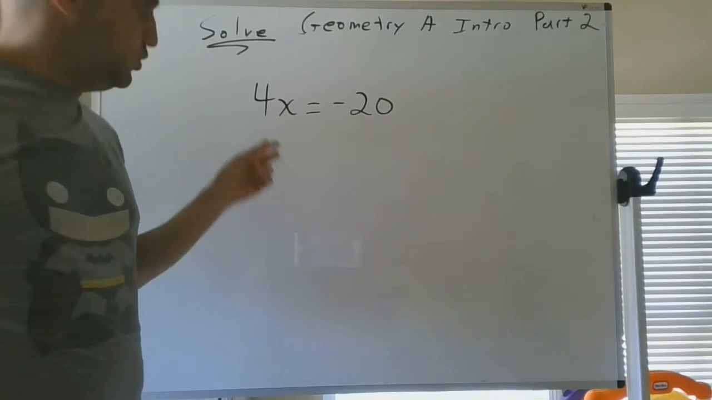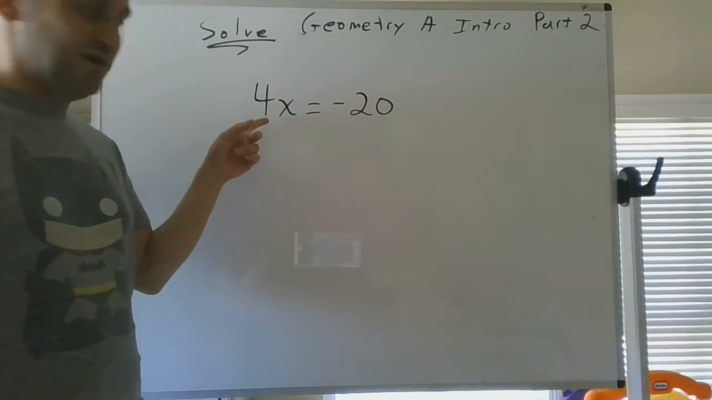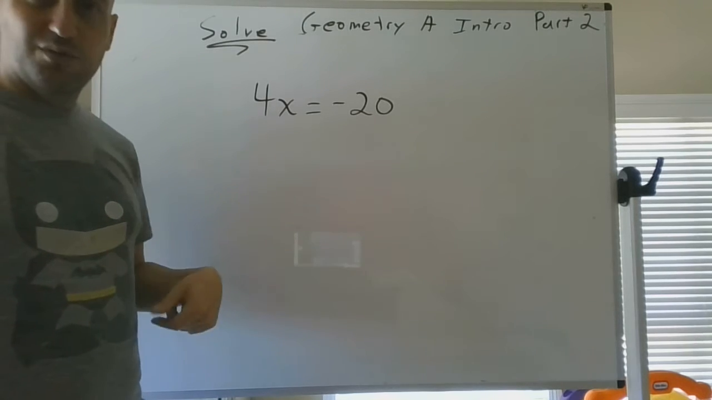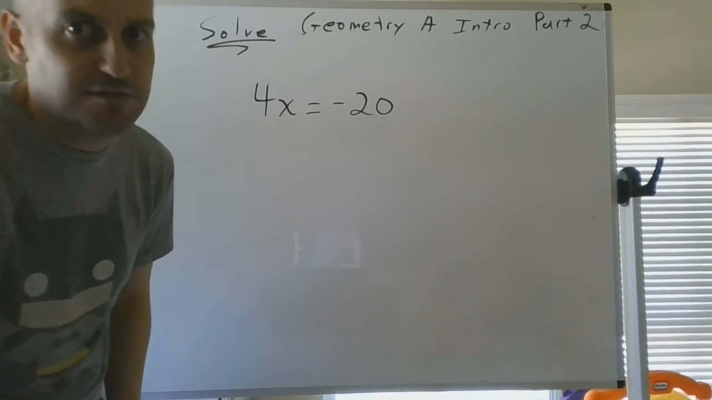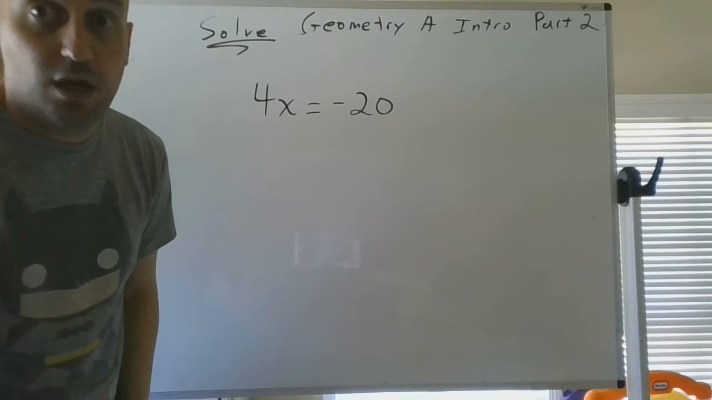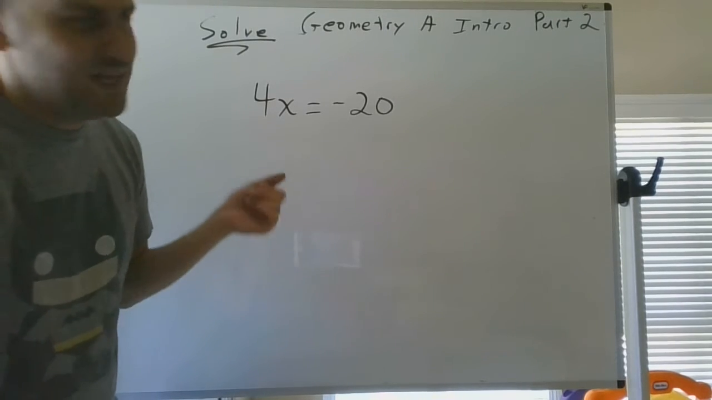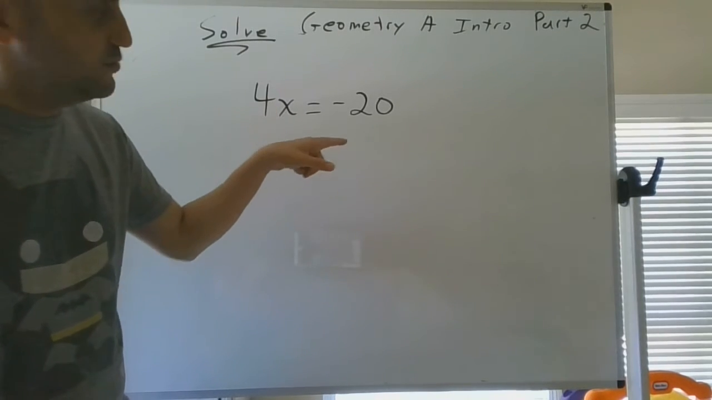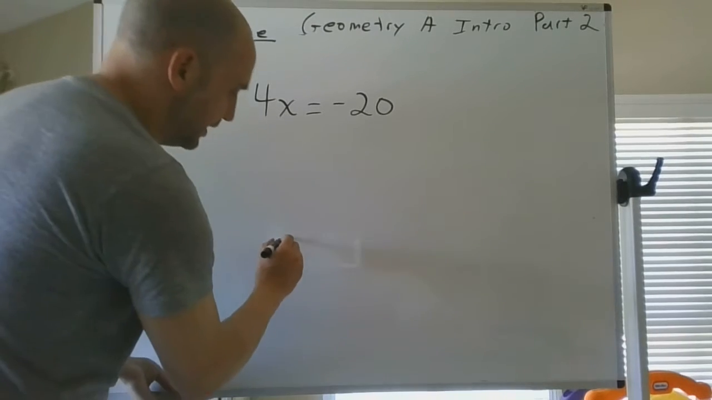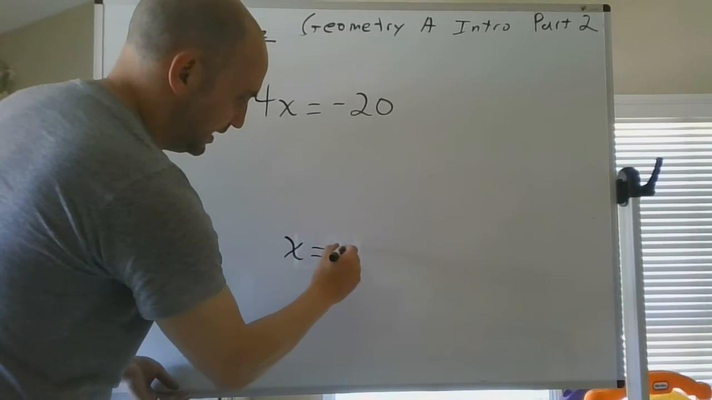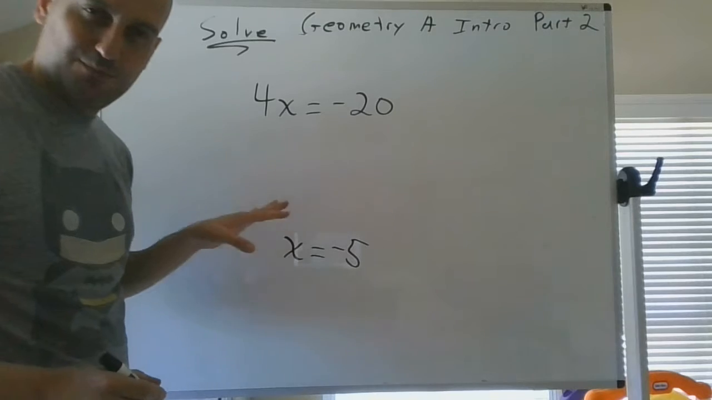Okay. So some of you in your head might know, oh, 4 times something is negative 20. I know that. That's negative 5. 4 times negative 5. Some of you may think, oh, well, it's 4 times 5. Yeah, but it's not, because 4 times 5 would be positive 20, not negative 20. That's all great. You're right. The answer is x equals negative 5. But the answer is not important.